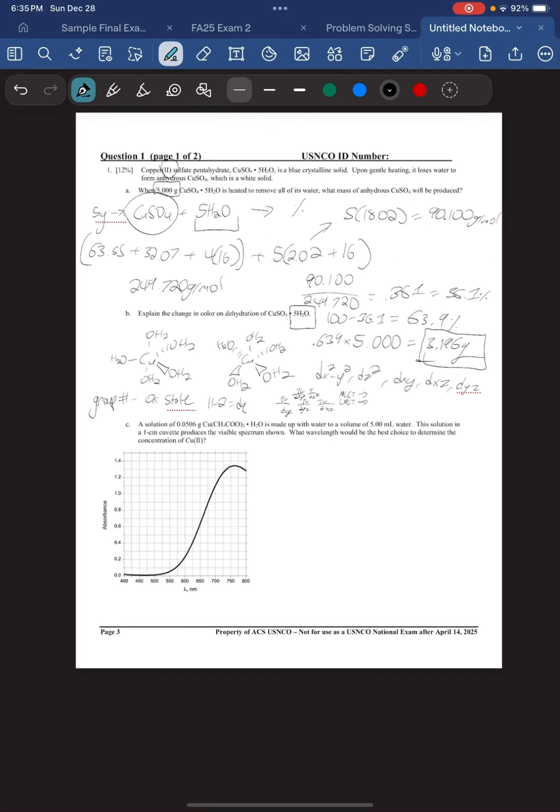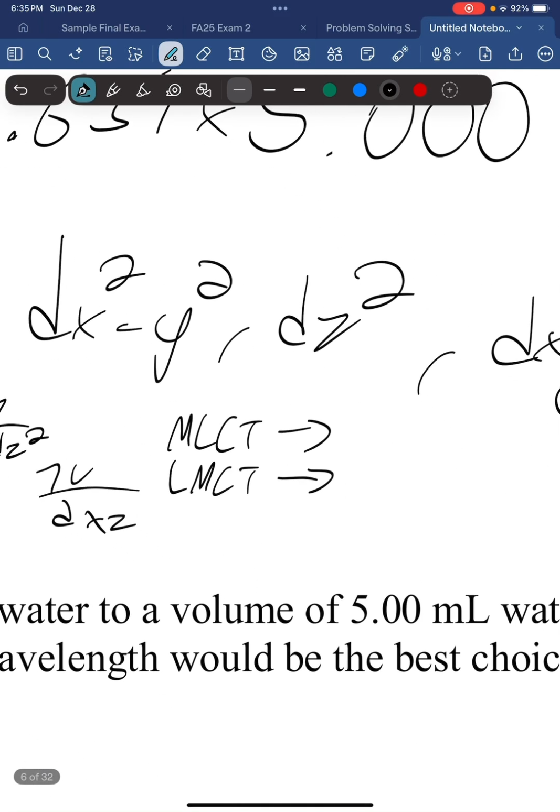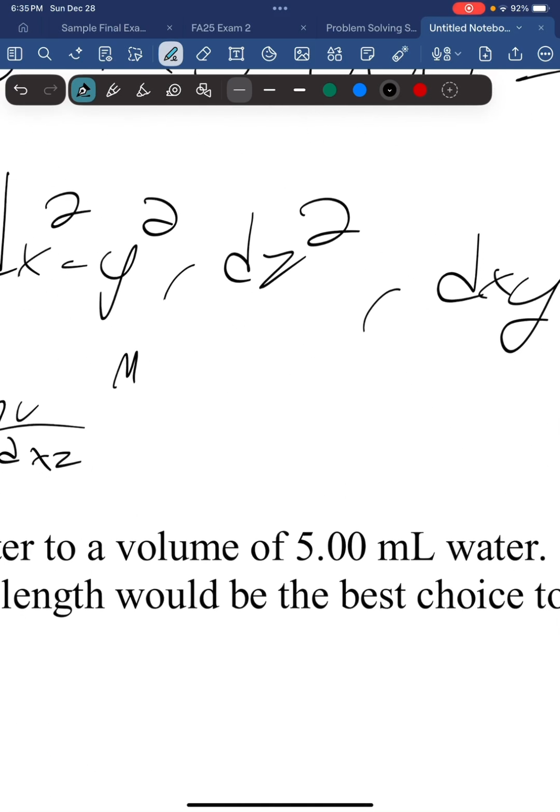And we don't see these here. Why? Because water is not a strong metal ligand charge transfer ligand, or it's not a strong pi donor or pi acceptor ligand. So the only transition that we have to worry about is what are called D to D transitions.